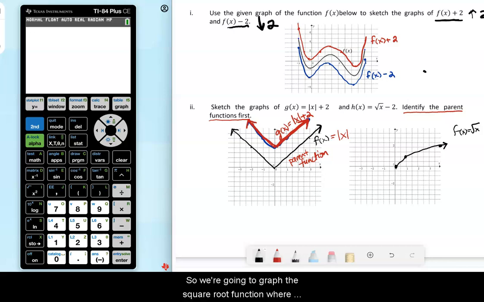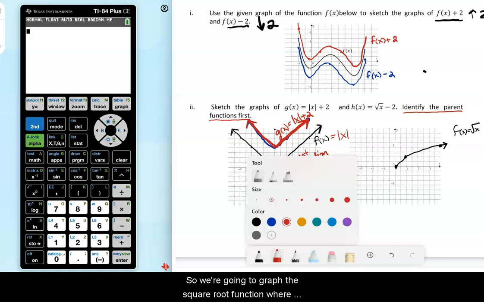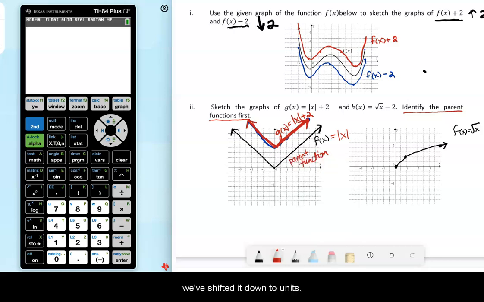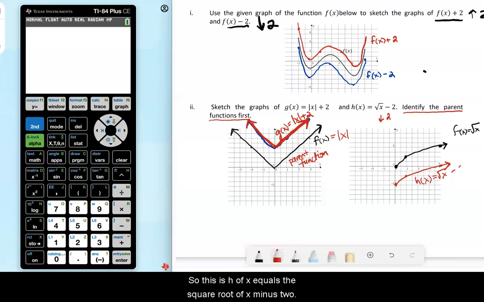So we're going to graph the square root function where we've shifted it down 2 units. These 3 dots I've marked, I'm just going to take them and move them down 2 units. And I end up with a shifted graph that looks like this. So this is h of x equals the square root of x minus 2.